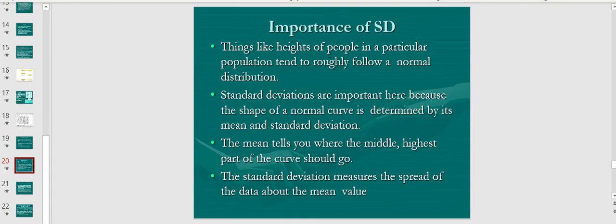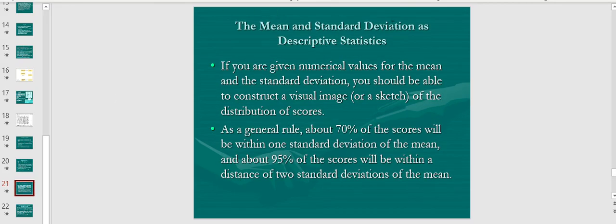Importance of standard deviation: things like the height of people in a particular population tend to roughly follow a normal distribution. Standard deviation is important here because the shape of the normal curve is determined by its mean and the standard deviation. The mean tells where the middle and the highest part of the curve should go, and the standard deviation measures the spread of the data about the mean value.